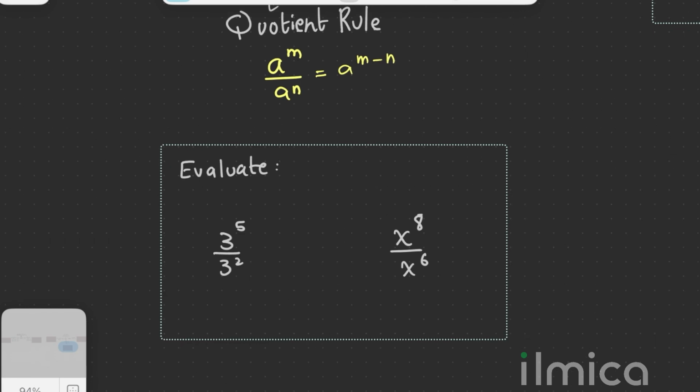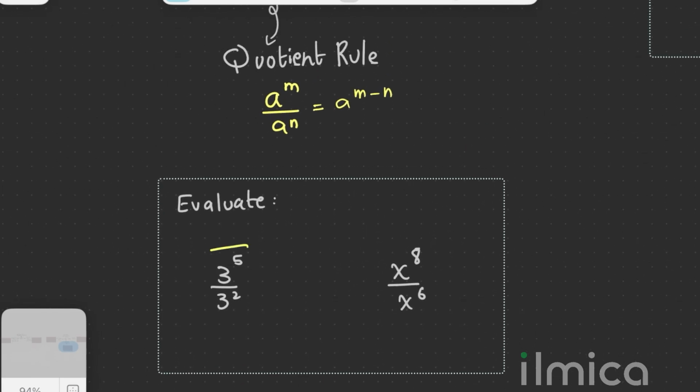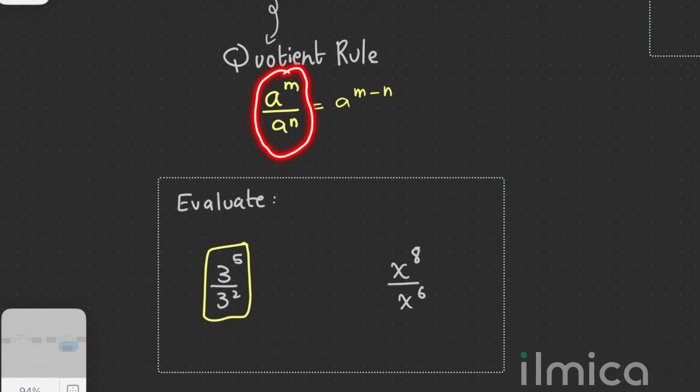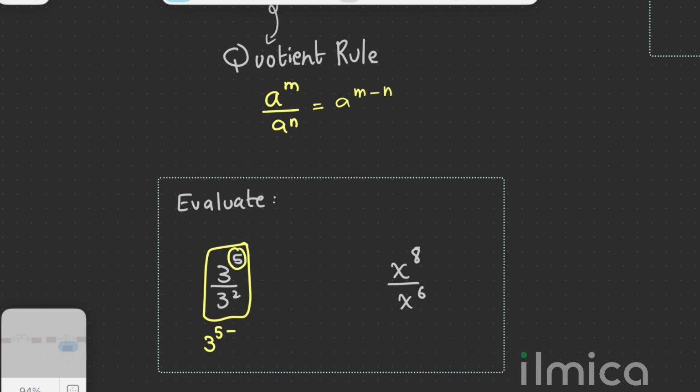Now let's try out an actual example. Over here we have 3 raised to the power of 5 divided by 3 raised to the power of 2. This follows exactly the format of this, right? So what do we do? We write down the base once, just like this a over here. Then we subtract the power at the bottom, which is n, from the power at the top, which is m. So over here, the m is going to be 5. So 5 minus the power at the bottom, which is 2. So 3 raised to the power 5 minus 2, which is going to be 3, right?